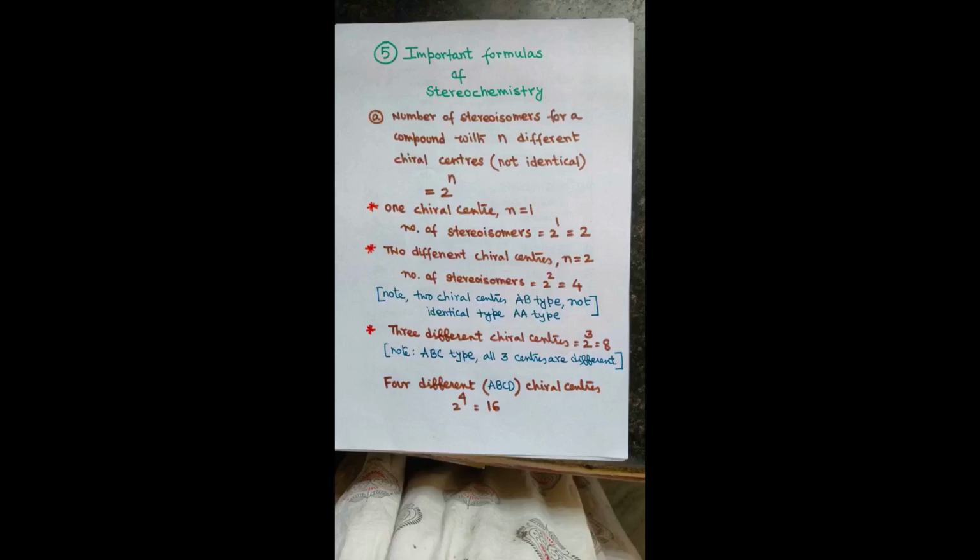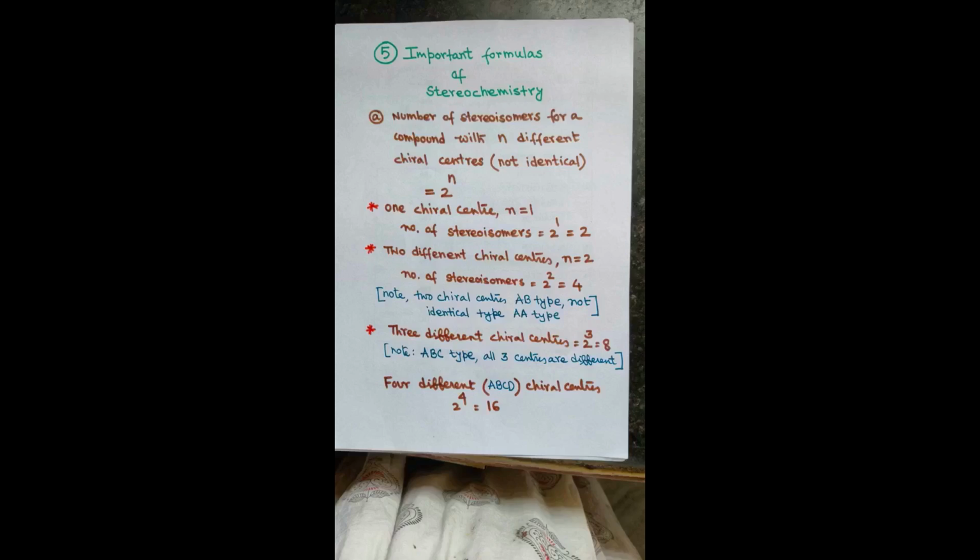Let us try to remember 5 very important formulas of stereochemistry. Formula number 1. Number of stereoisomers for a compound with n different chiral centers is equal to 2 to the power of n. Suppose n is equal to 1, then number of stereoisomers will be 2 to the power of 1 is equal to 2.